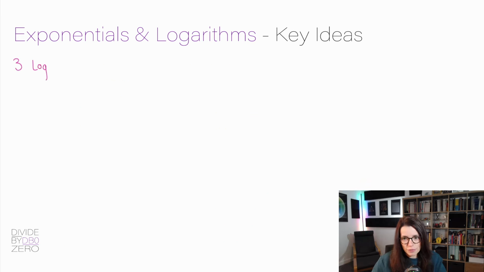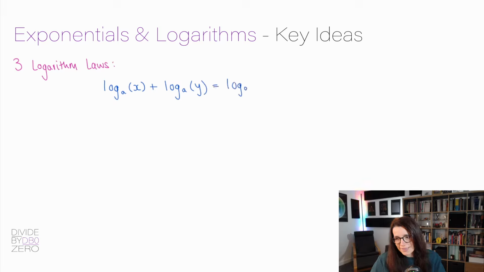Next, let's talk about the 3 logarithm laws. So there are 3 laws that we need to be aware of, basically rules for working with logarithms. First one looks like this. So log base a of x plus log base a of y can be written as log base a of x times y. You can write that law in terms of ln as well. So ln x plus ln y is the same as ln xy.